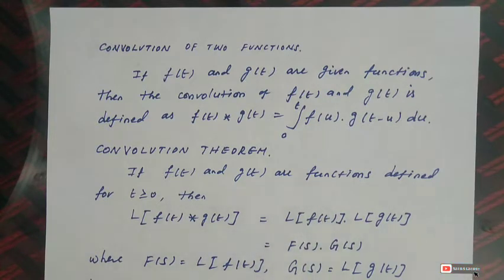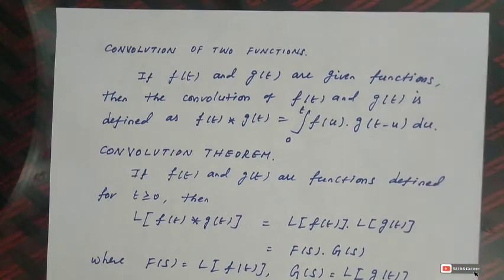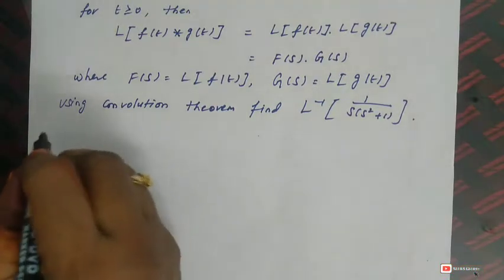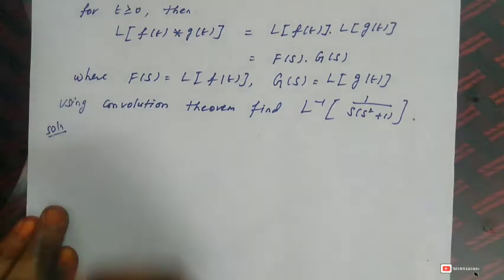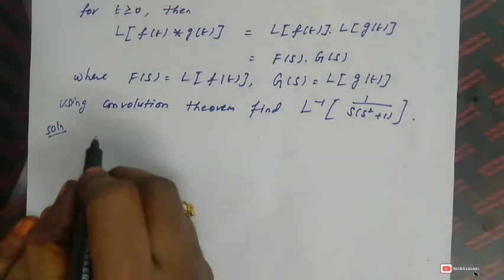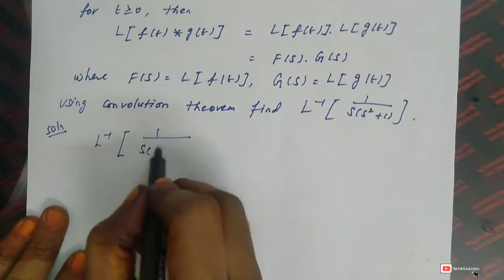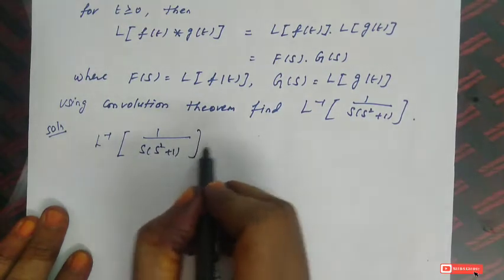Okay. So now look at the question. Using convolution theorem, find L inverse of 1 by s into s square plus 1. So this is the question. The solution is, look at the solution. First we will write the given one. What is given? Given L inverse of 1 by s into s square plus 1.